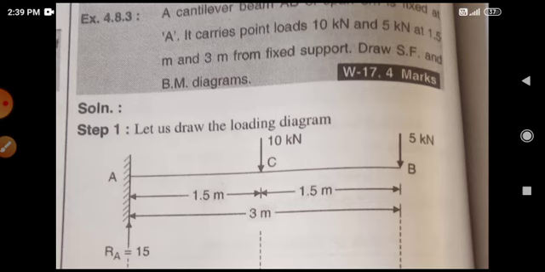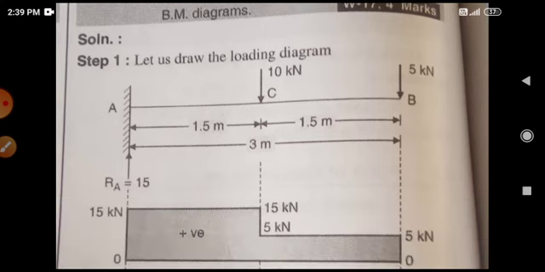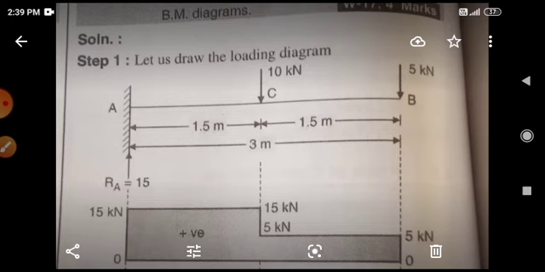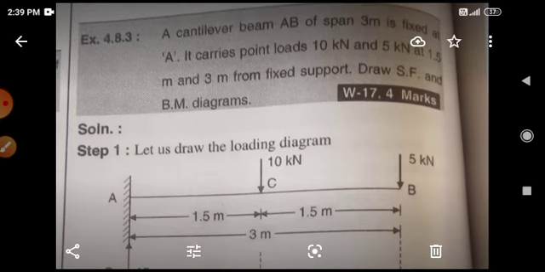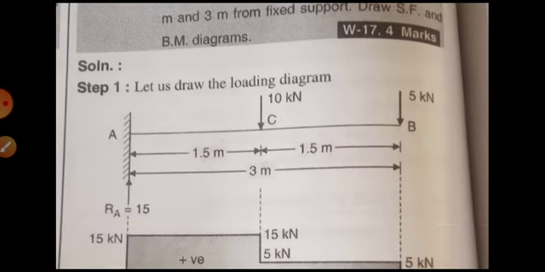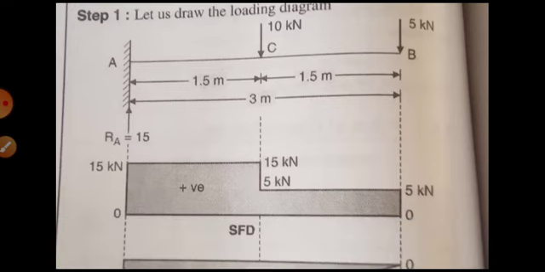Okay, so let's start. First, draw the figure as it is shown in the figure. Draw the cantilever beam of 3 meter. The locations are also given, 10 kN and 5 kN. You have to draw this.